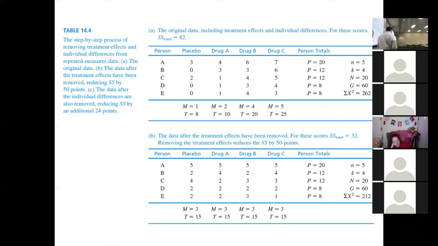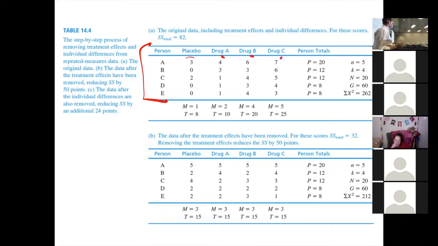All right, so here's just an example of what everything's going to be looking like, and we'll walk through this in a little bit more detail moving forward. But just to preview everything: let's say we have 5 participants who receive a placebo and then 3 experimental drugs. So they have the placebo, drug A, drug B, drug C.